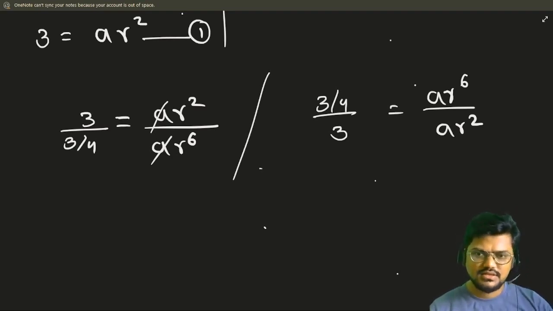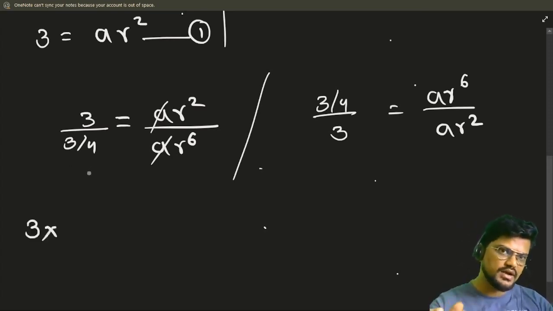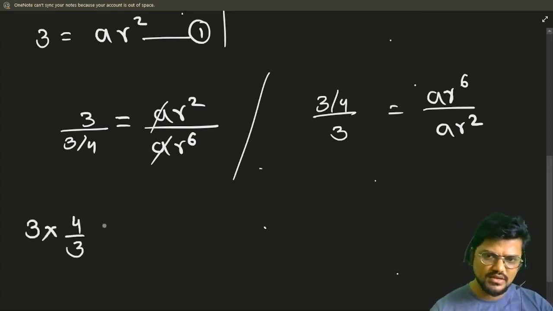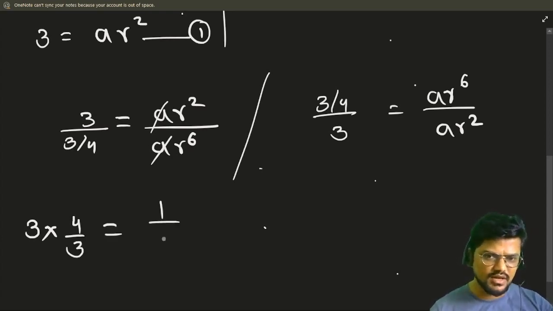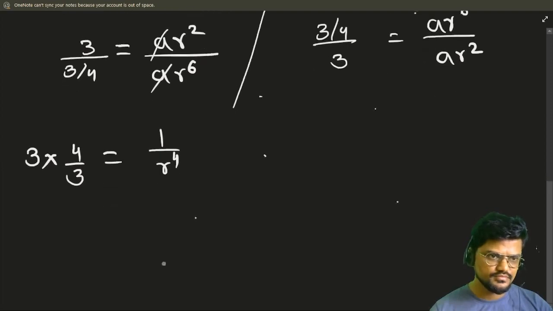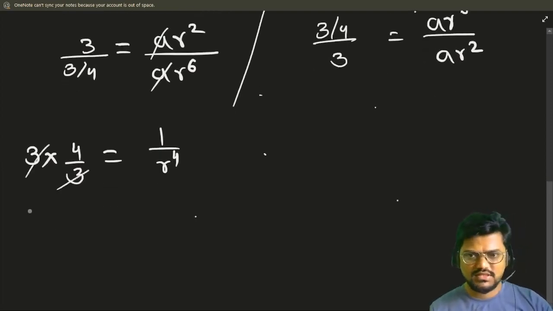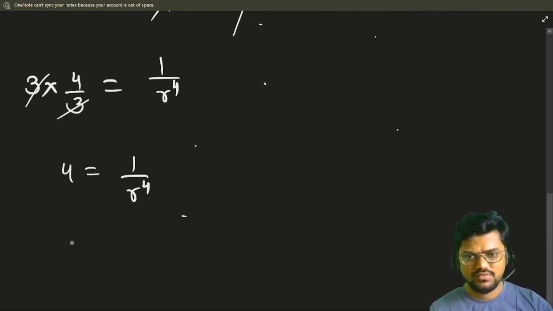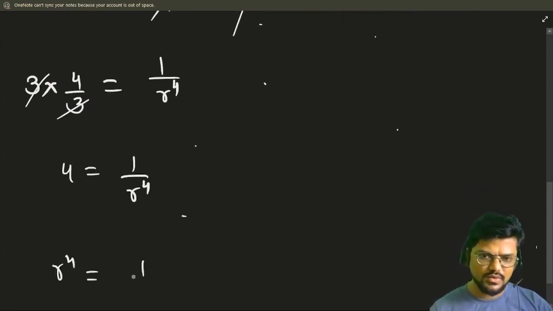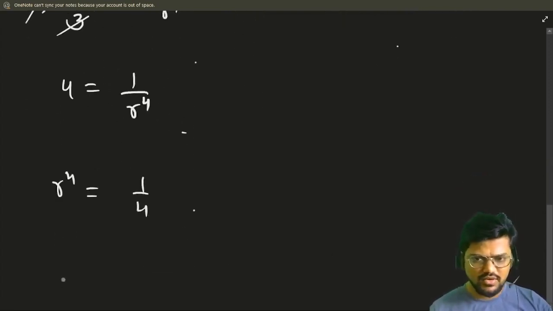Fine. See, this 3 into this 3 upon 4 is in division. So if it comes in the numerator, it will be 4 by 3 equals, and this r square and this is r raised to 6. What will remain? r raised to 4. This 3 and 3 will get cancelled. 4 equals 1 upon r raised to 4. So r raised to 4 equals 1 upon 4. So what will r equal?